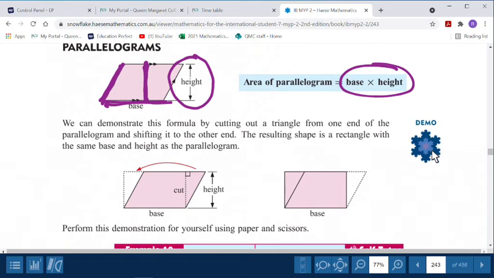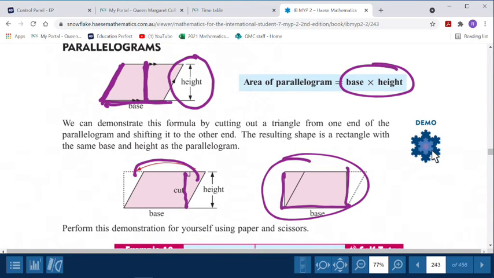All right. Do not worry about the fact that you can cut them and change them into rectangles, but you see what they're doing? They're just cutting this triangle off, sticking it over there, and that turns it into a rectangle. That's why the formula for a parallelogram is identical to the formula for a rectangle. Okay?